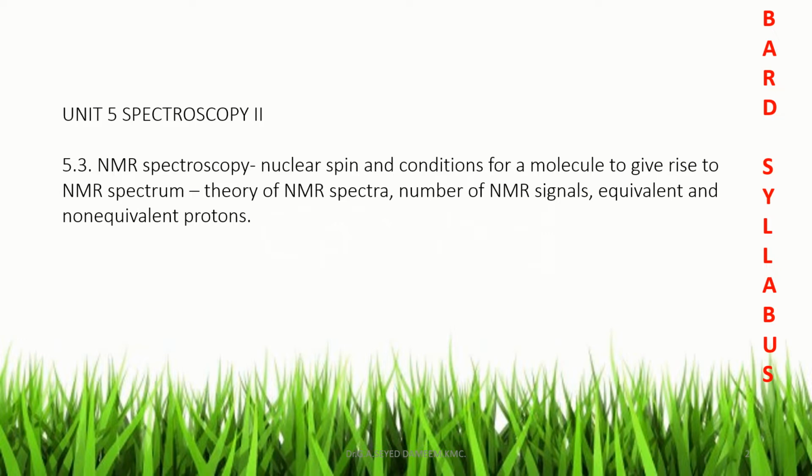This syllabus is a part of Unit 5 of Physical Chemistry 2 for third BSc students under our university, Bharathasan University. Now, Unit 5 spectroscopy, 5.3 NMR spectroscopy: nuclear spin and conditions for a molecule to give rise to NMR spectrum, theory of NMR spectra, number of NMR signals, equivalent and non-equivalent protons. In NMR spectroscopy there are a number of concepts, but in this syllabus limited concepts are given. That is theory of NMR spectroscopy, conditions for a molecule to give rise to NMR spectrum, number of NMR signals, equivalent and non-equivalent protons.